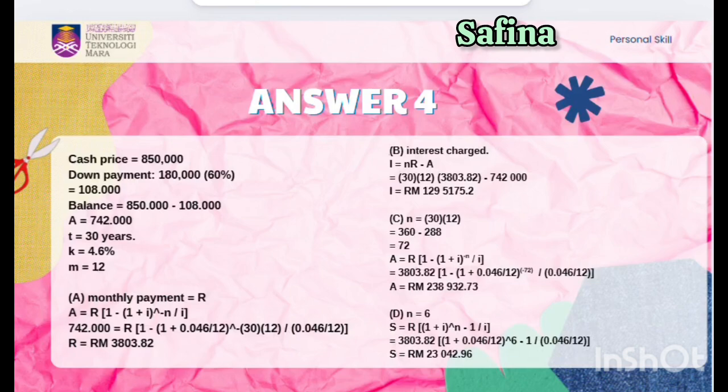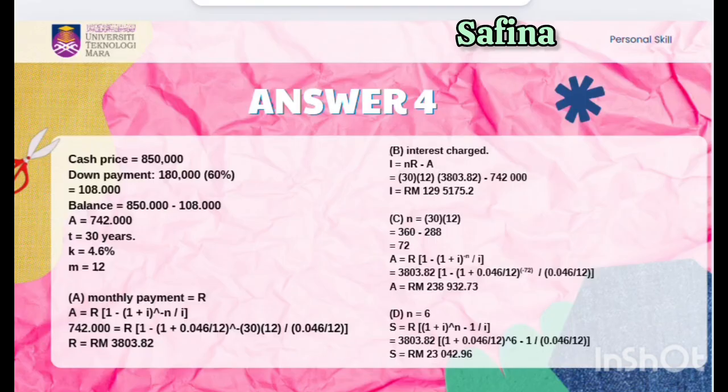The balance will be 850,000 minus 108,000 equals 742,000, which is the A. And the T is 30 years, K is 4.6%, and M is 12. So in question A, we'll use the formula A, and we'll have to replace the information that we have into the formula. After we calculate in the calculator, we'll get the R, which is 3,803 and 82 cents.